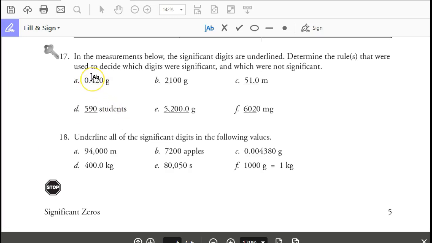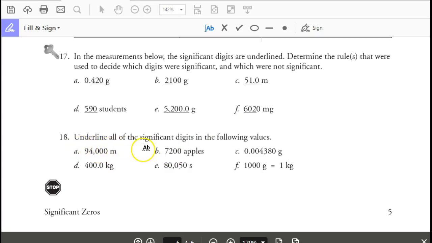So number 17. In the measurements below, the significant digits are underlined to determine the rules that were used to decide which digits were significant and which ones were not. So if you look at A, you should have noticed that rules 1 and 4 determine the number of significant digits in this one. For B, it was rules 1 and 3. For C, it was rules 1 and 4. For D, it was rules 1 and 5. For E, it was a bunch of rules. It was 1, 2, and 4. And for F, it was rules 1, 2, and 3.